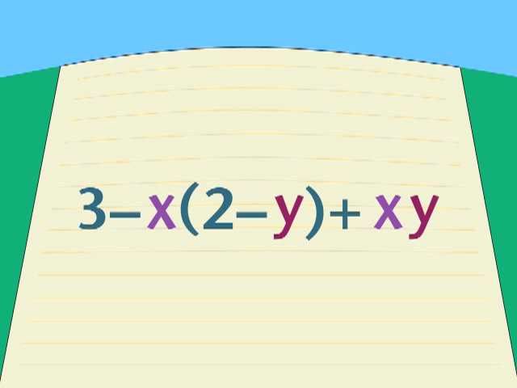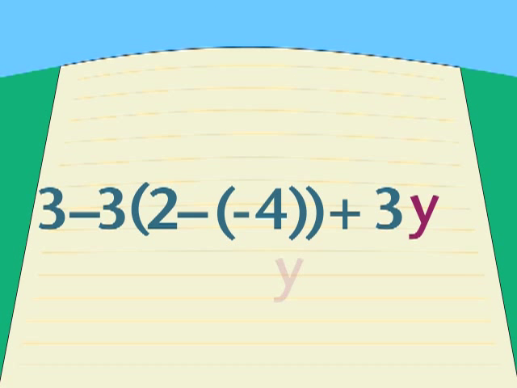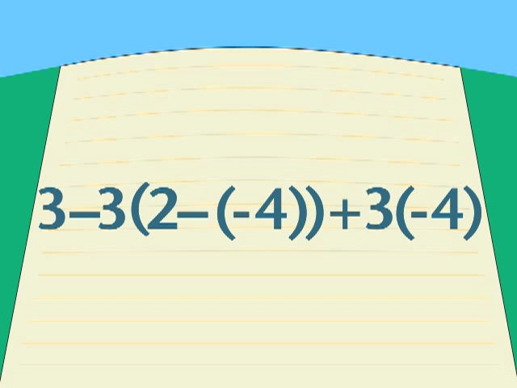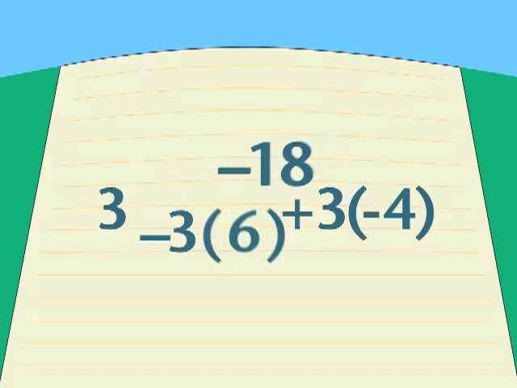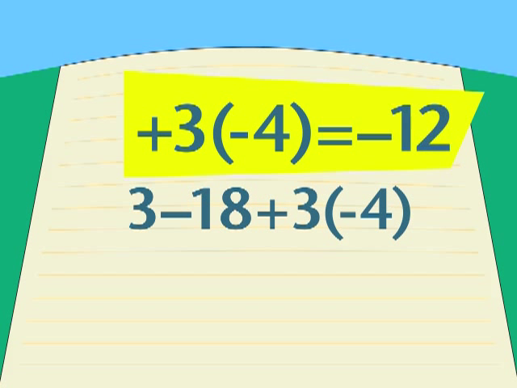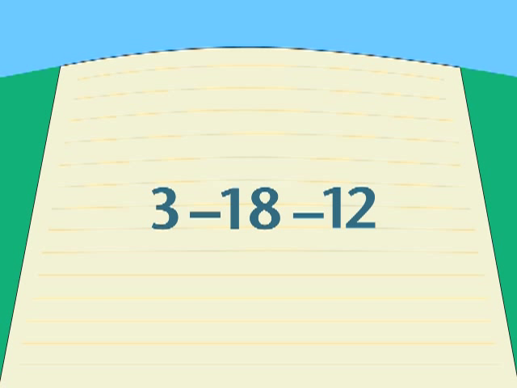Let's see what we get. Our first step is to do all the substitutions. 3 for every x, and negative 4 for every y. Then we move inside the brackets and simplify. 2 minus negative 4 is 6. Remember, we'll want to multiply before we add and subtract. So negative 3 times 6 is negative 18, and 3 times negative 4 is negative 12. We finish by subtracting from left to right, and we have a negative 27.